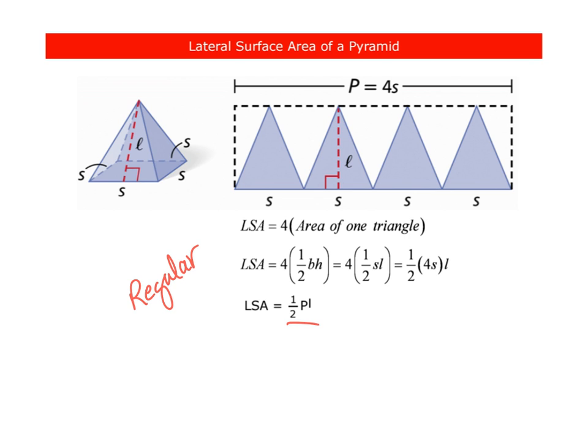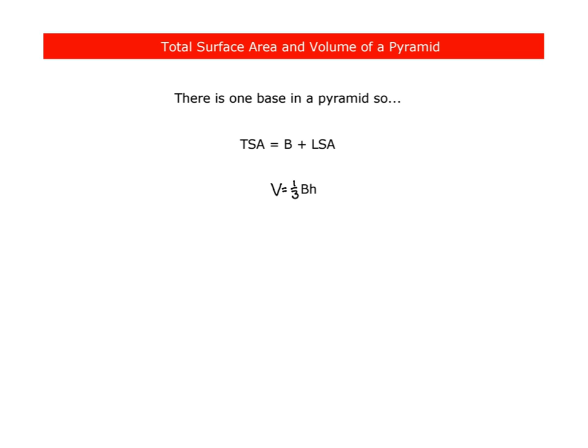Of course, I could always find the area of each of the triangles and add them up, but it is going to take me longer. So if at all possible, use this formula. Then, if I want to find the total surface area of my pyramid, you have to recognize that there's exactly one base. So I take the area of the base of my pyramid and I add it to the lateral surface area. The formula for the volume of a pyramid is 1/3 the area of the base times the height.